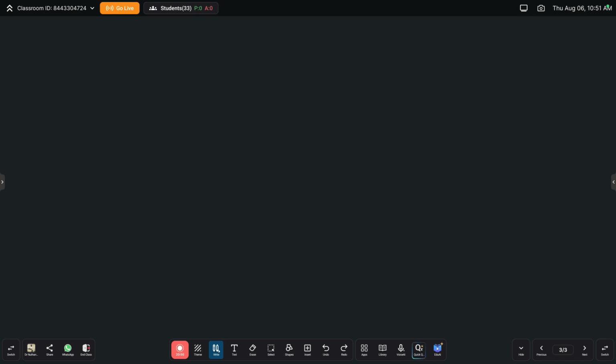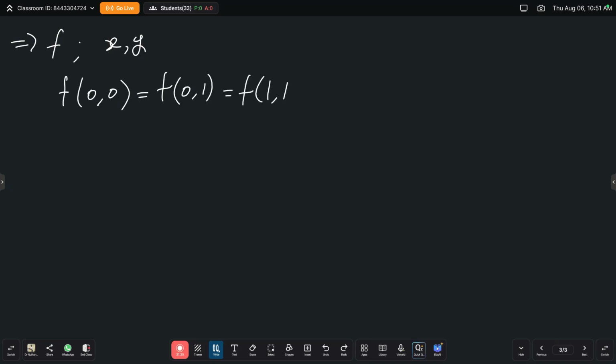A Boolean function f of two variables x and y is defined as follows: f of 0 comma 0 equals f of 0 comma 1 equals f of 1 comma 1 equals 1, and f of 1 comma 0 equals 0.